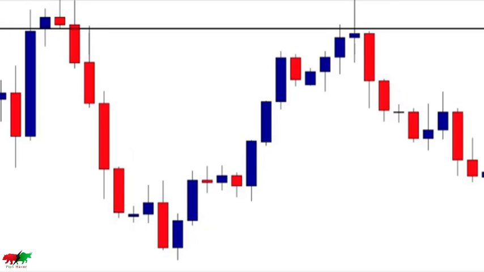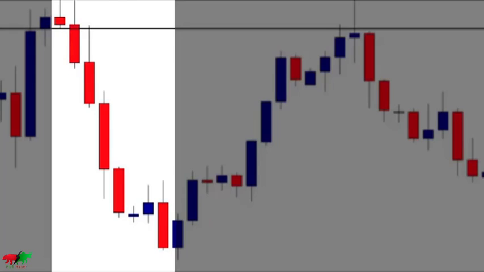As you can see here, this is the Euro US dollar chart. The market makes a sharp move down, as you can see here. This move is very strong, and it is made by a bank or a financial institution. Nobody can make this move. It is not made by me or you. This move is made by a bank or financial institution.